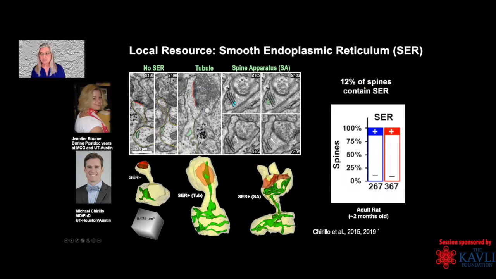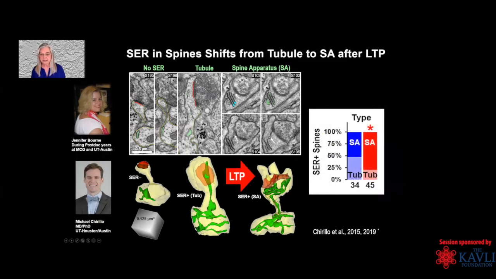But only about 12% of spines contain either a tubule or a spine apparatus following LTP, and that frequency doesn't change. But what does change is that following LTP, a much greater percentage of the SER-containing spines now have one of these Golgi-like spine apparatuses.